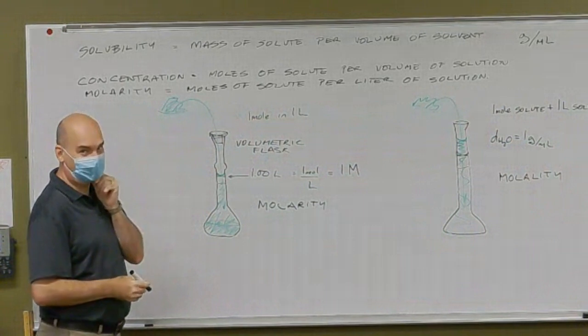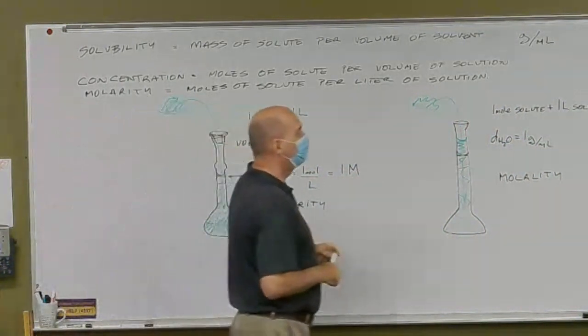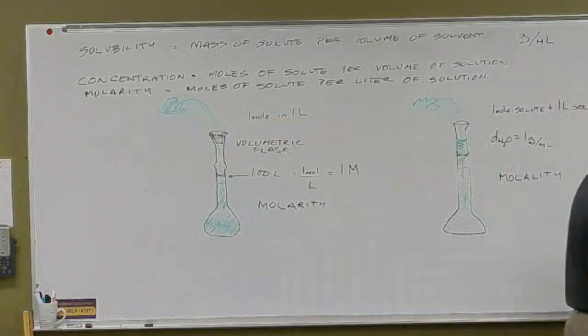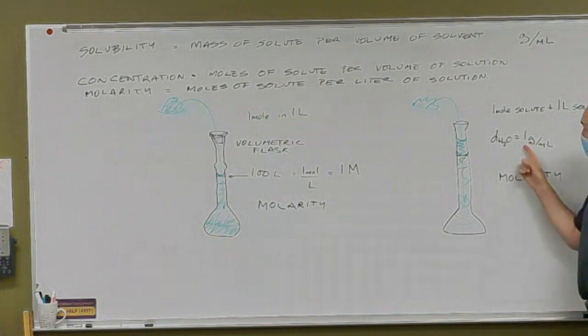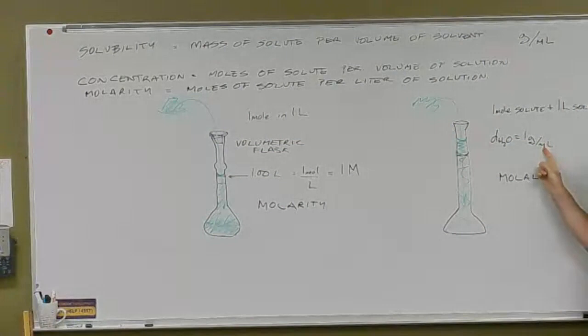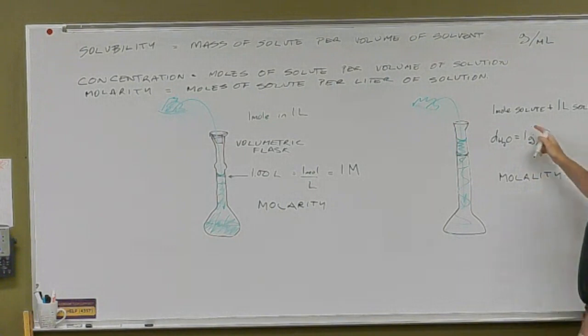1,000. The answer is always 1,000. There are 1,000 milliliters in a liter. How many grams in a kilogram? 1,000. So 1 milliliter of water weighs 1 gram. How much does a liter weigh? 1,000 grams, or a kilogram.